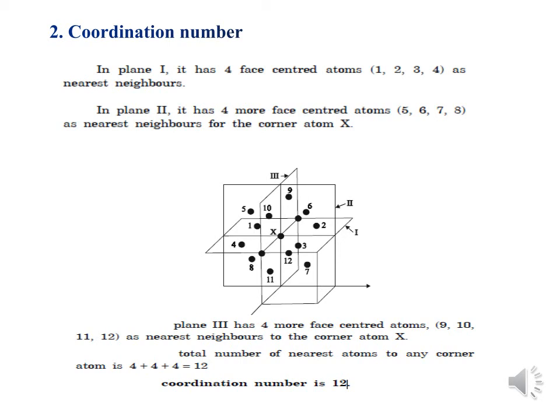In plane 2, it has 4 more face-centered atoms 5, 6, 7, 8 representing the nearest neighbor atoms for the corner atom X. And plane 3 has 4 more face-centered atoms 9, 10, 11, 12 as nearest neighbors to the corner atom X. Therefore, total number of nearest atoms to any corner atom is 4 plus 4 plus 4 equal to 12. Hence, coordination number is 12 for FCC crystal structure.